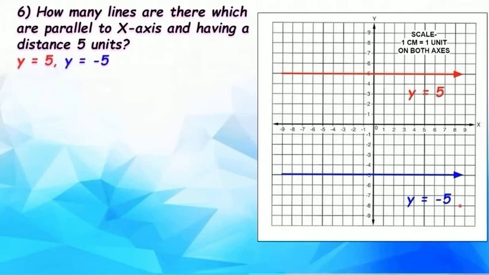So when they ask how many lines are there which are parallel to the x-axis and at a distance of 5 units, we can have two lines. The first line could be y equals 5 and the second line could be y equals -5. Both these lines are parallel to the x-axis, so they satisfy the given condition, and both are also at a distance of 5 units from the x-axis, so they satisfy the second condition as well. So we can have two such lines: one is y equals 5 and the second one is y equals -5.